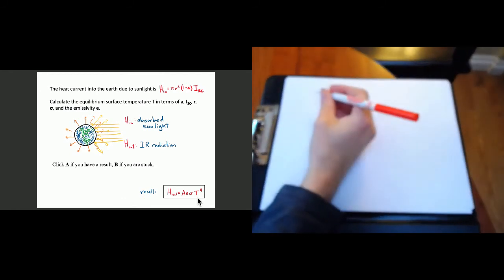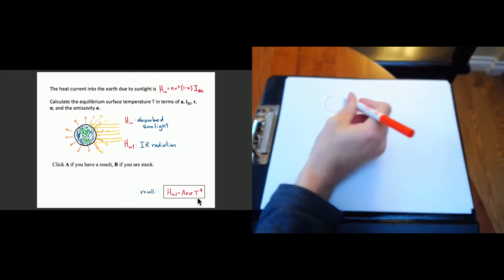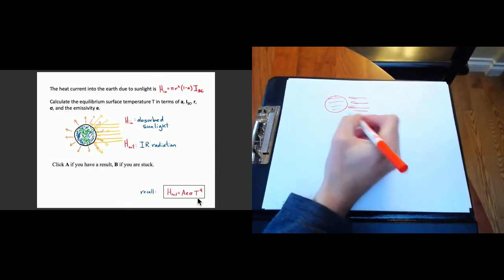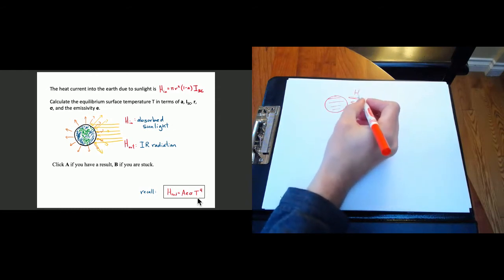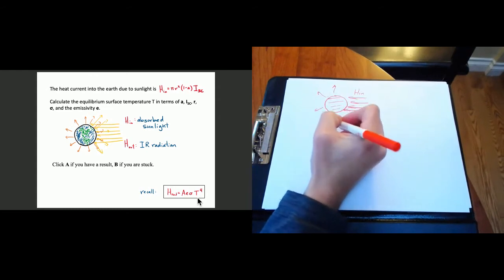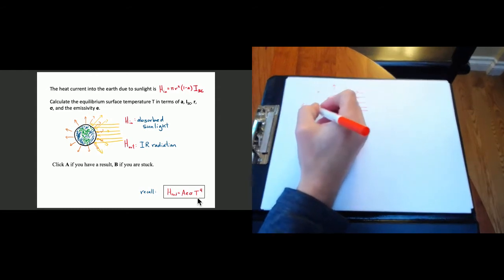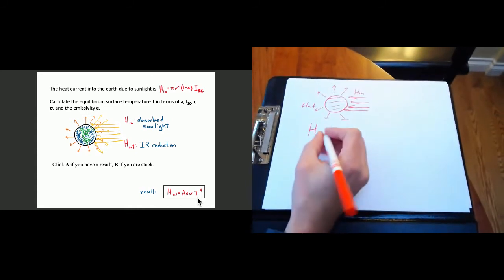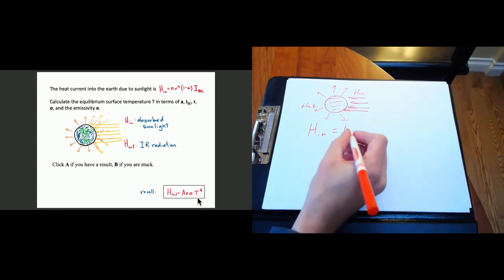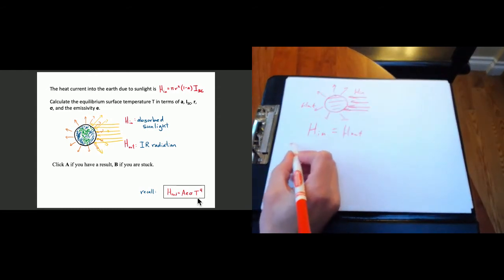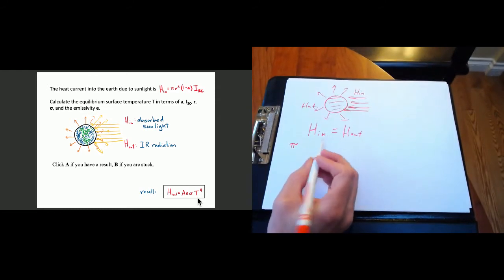All right, so here we go. We'll draw the picture again. So we have H in, we have H out, and in the steady state situation, those have to be equal to each other. So now we're going to use our previous formula, the one we just understood in the previous clicker question.